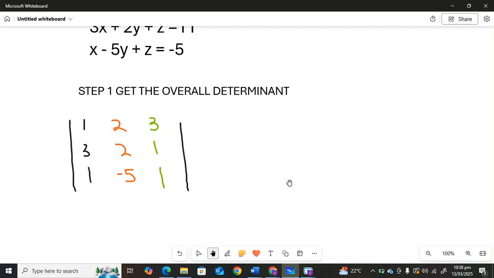So, once you make your matrix, you're going to get the first two rows. Not first two rows, first two columns. So this column 1 3 1, you put it outside: 1 3 1. This column 2 2 -5, you put it outside: 2 2 -5. Any questions?